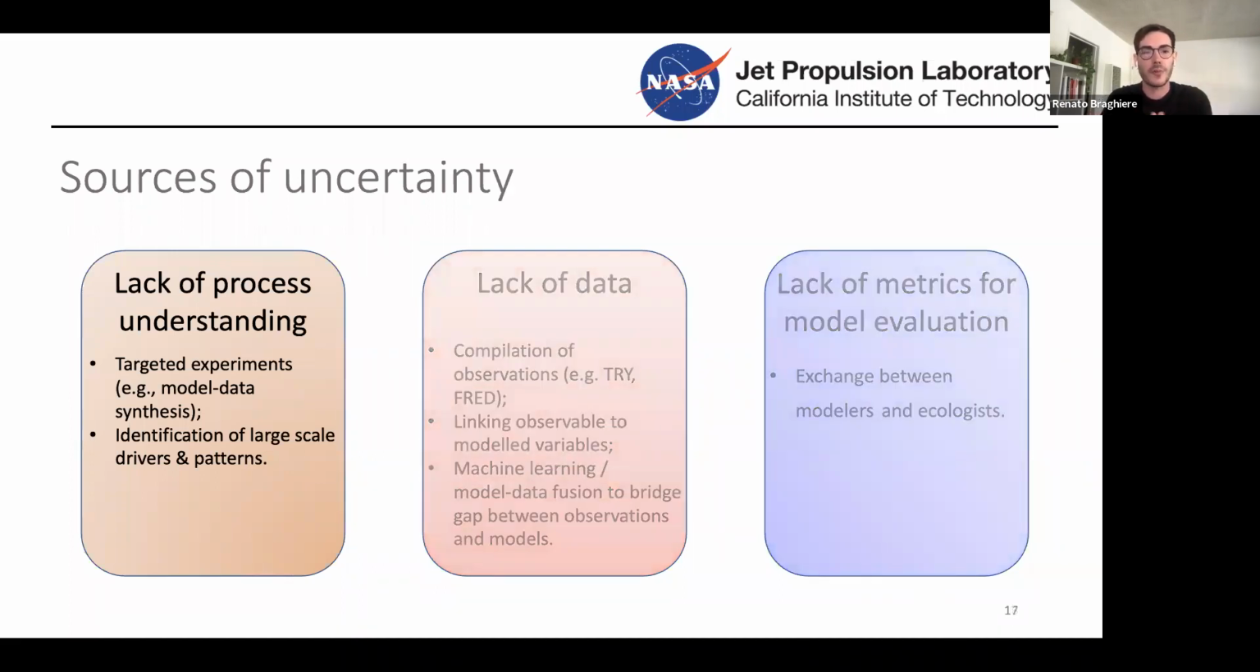So let's go to the lack of process understanding. How can we solve some of this lack of process understanding? Well, we could try to think about more targeted experiments, actually asking questions about the process, the cost parameters. Instead of looking at the global nitrogen uptake or phosphorus uptake, try to measure each and every uptake separately. And also identification of large scale drivers and patterns. And what are some of these large scale drivers and patterns?